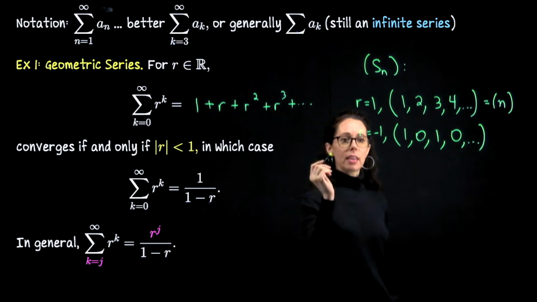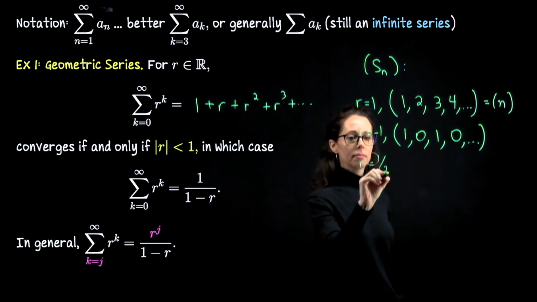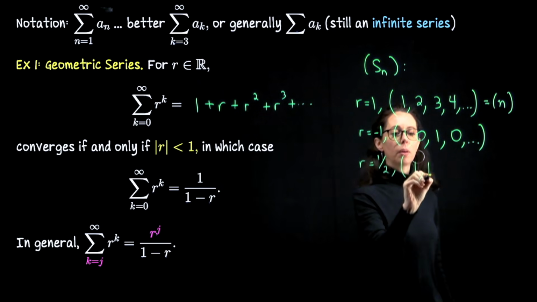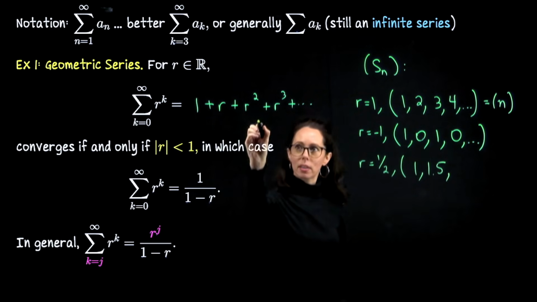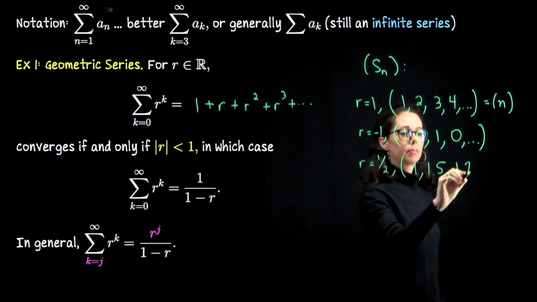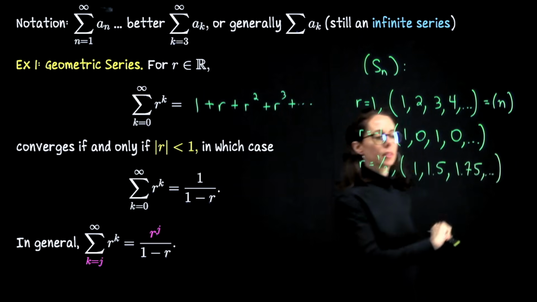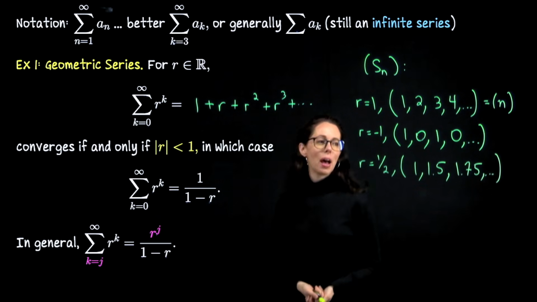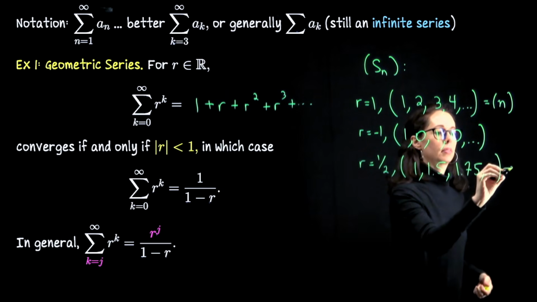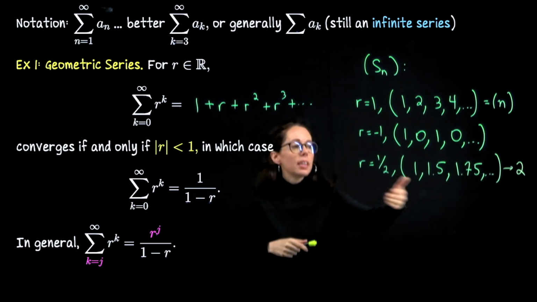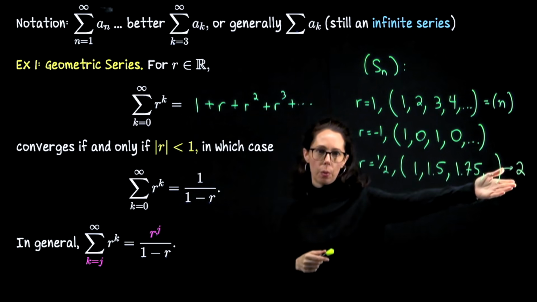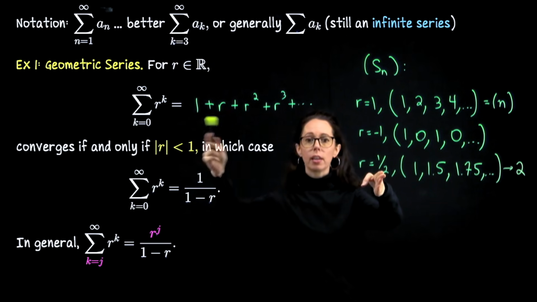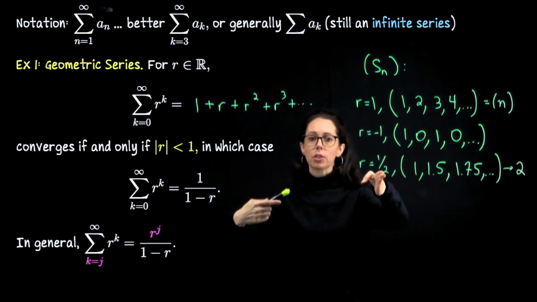However, if r is a half, we have 1 plus a half, I will write 1.5. 1 plus a half plus a quarter, 1.75. And you probably feel what that converges to, or you already know. It's going to converge to 2. So the sequence of partial sums converges to 2, which means that the series we get by plugging r equals 1/2 into this expression converges as well, and we say that its sum is 2.